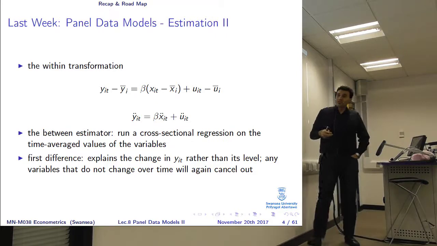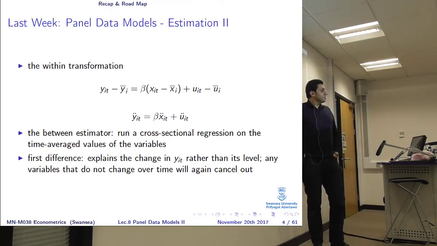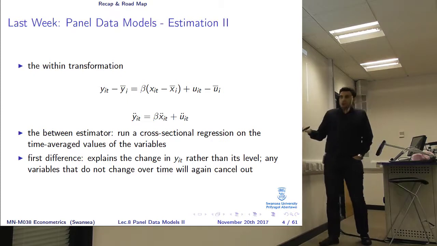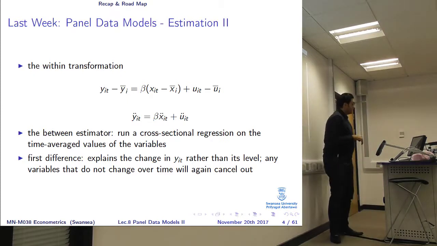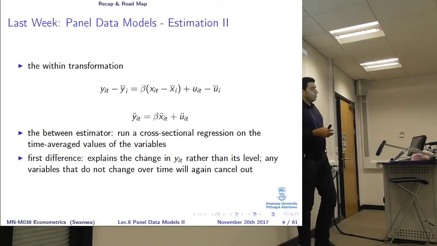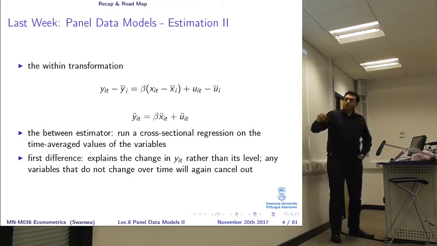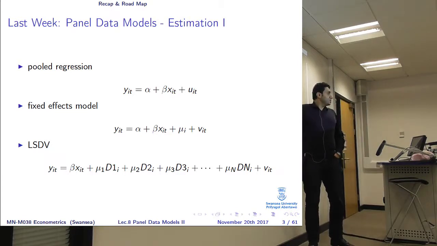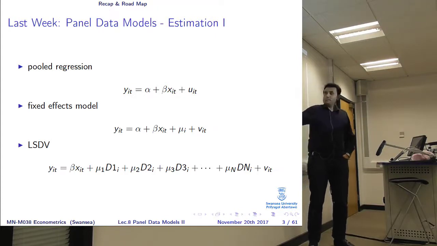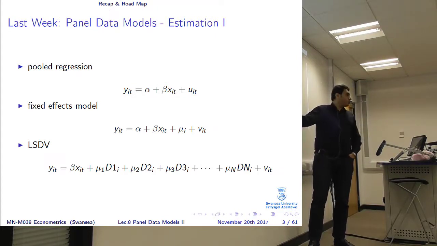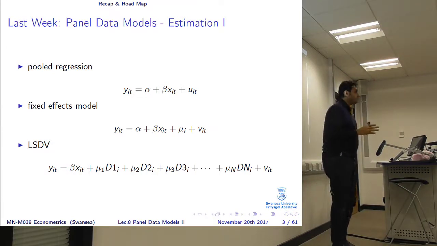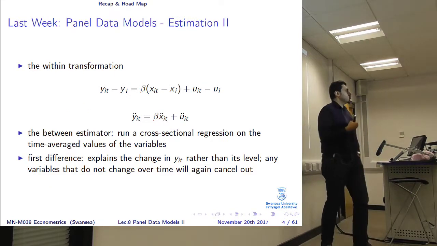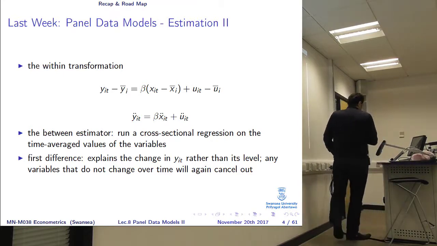Another way to deal with this, which we explained last week as well, is to take the first difference. But the problem with these methods is that you will most likely drop any variables that don't change over time. For example, if this is our fixed effect model and I take the first difference, meaning y_it minus y_i,t-1, the mu_i will drop, because mu_i is constant, so mu_i minus mu_i just cancels out. So variables that are time invariant, or don't change over time, will drop because of this sort of transformation.